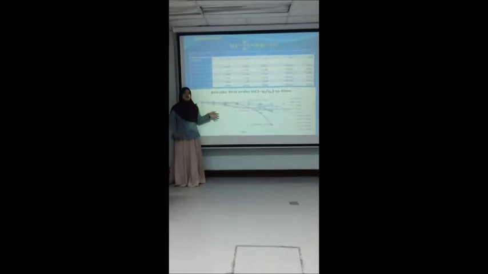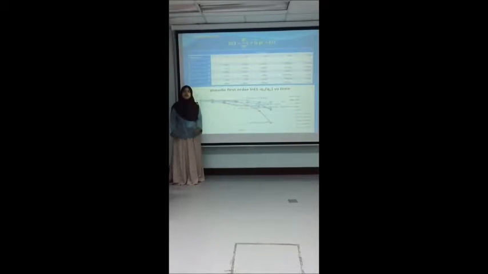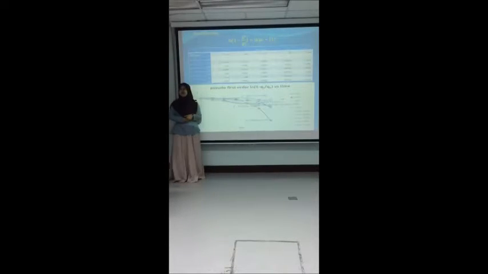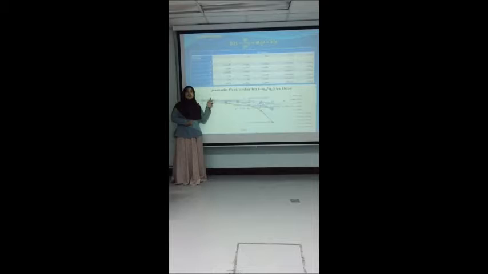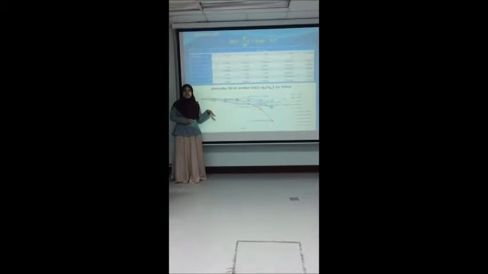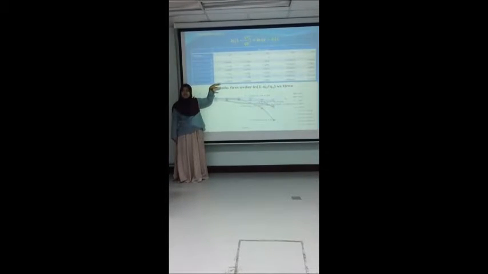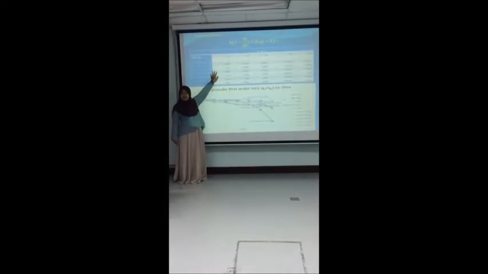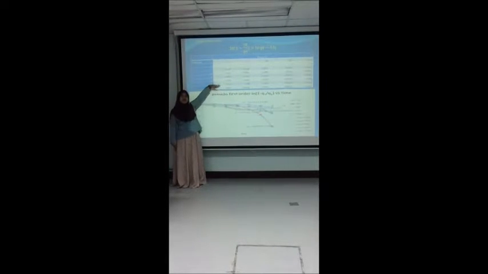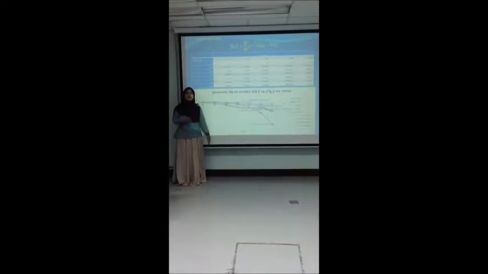For our experiment, we need to observe for the pseudo first order and the pseudo second order. And then for pseudo first order, the formula is ln(1 minus Qt over Qe) equal to ln Qe minus K1t. This is the same as the linear equation, which is y equal to mx plus c. And then after we get the table, we input it into the table of ln(1 minus Qt divided by Qe).